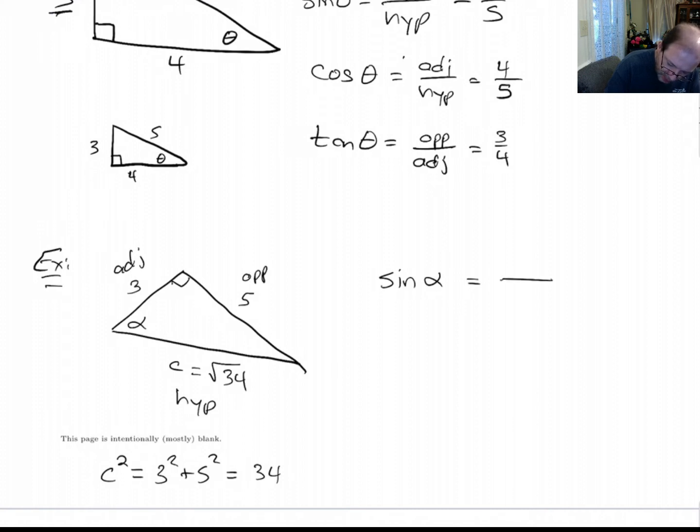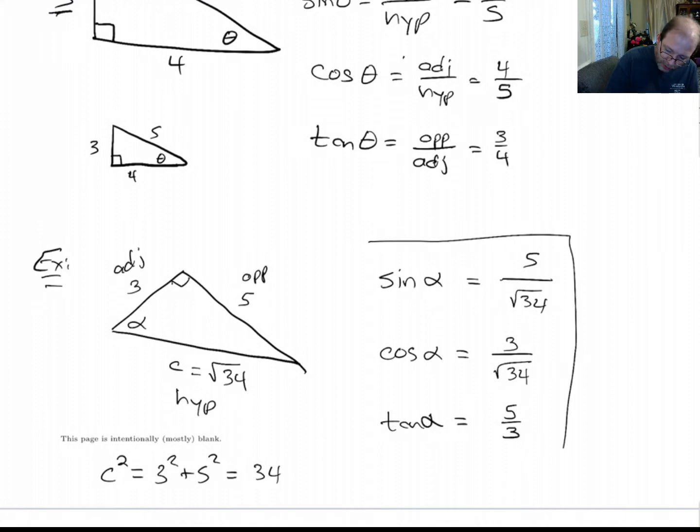So sine is going to be opposite over hypotenuse. Cosine is adjacent over hypotenuse. And tangent is going to be opposite over adjacent. So it's going to be 5 over 3.